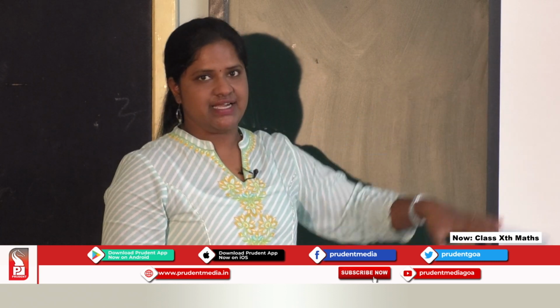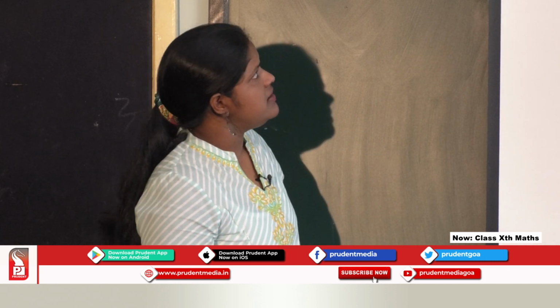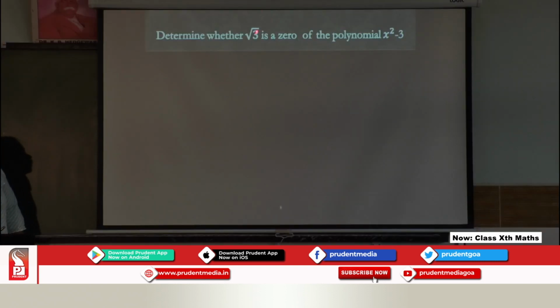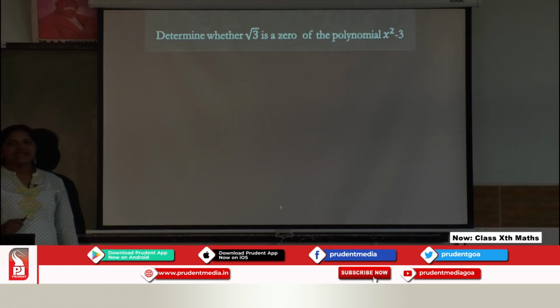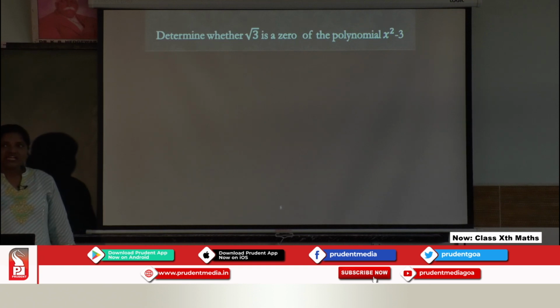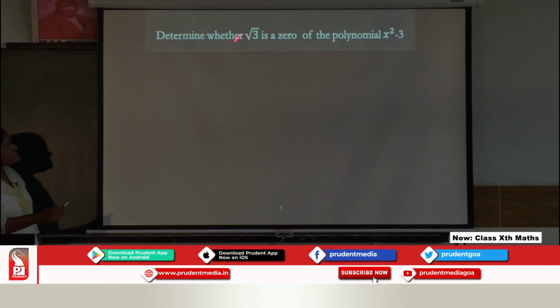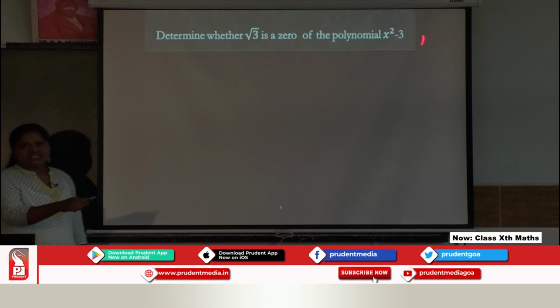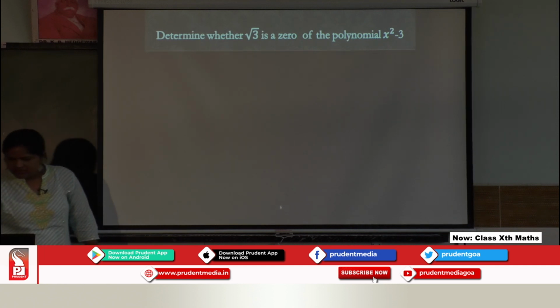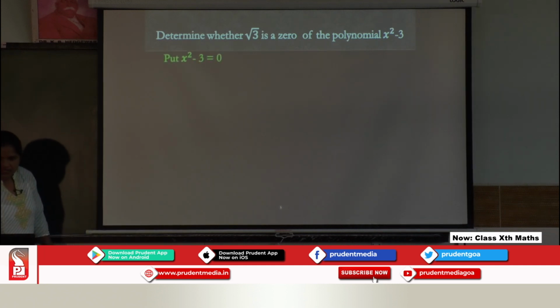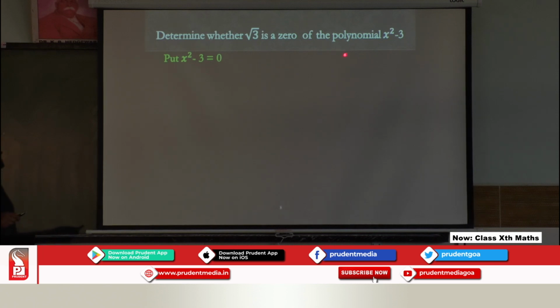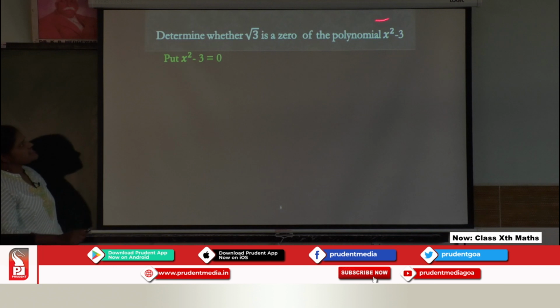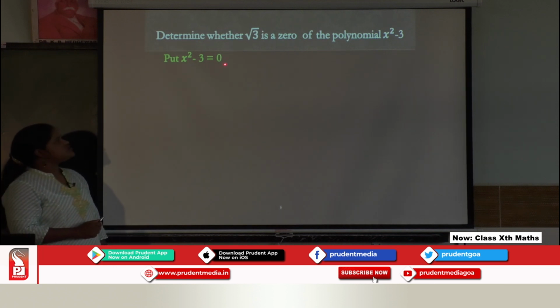Let's have a look at one more type of the problem in the same category, that is zeros of the polynomial. Determine whether root 3 is a 0 of the polynomial x square minus 3. What we are supposed to do is check whether this answer really satisfies this equation. So let this equation be equal to 0. Since we are finding the zeros, let this equation be equal to 0.